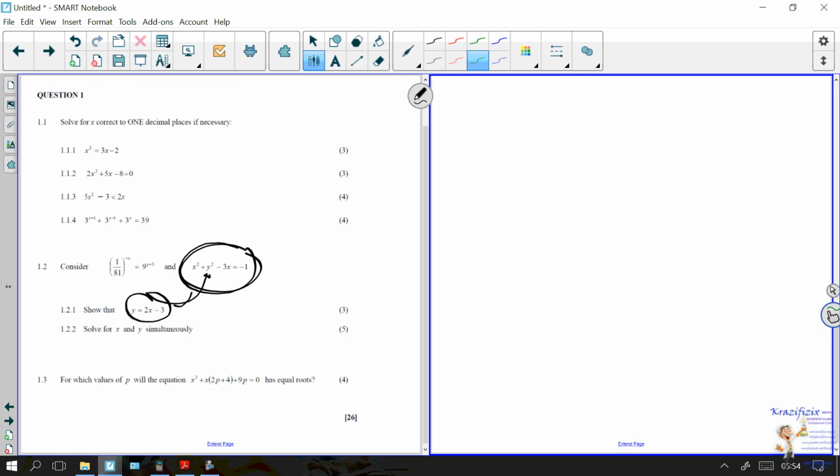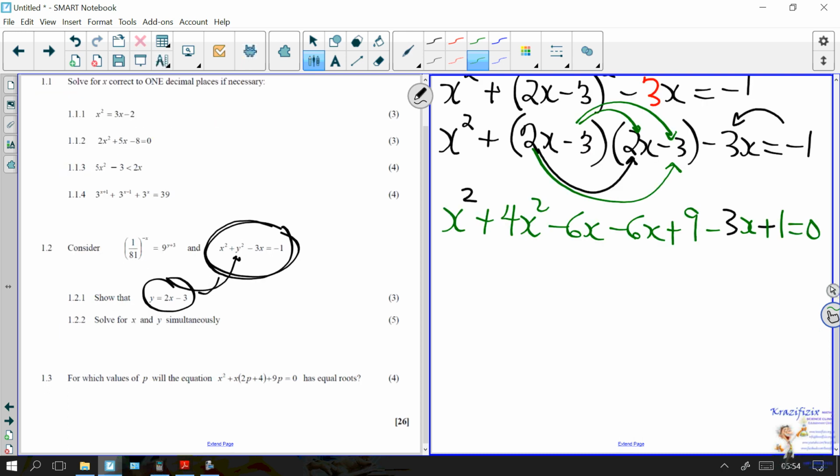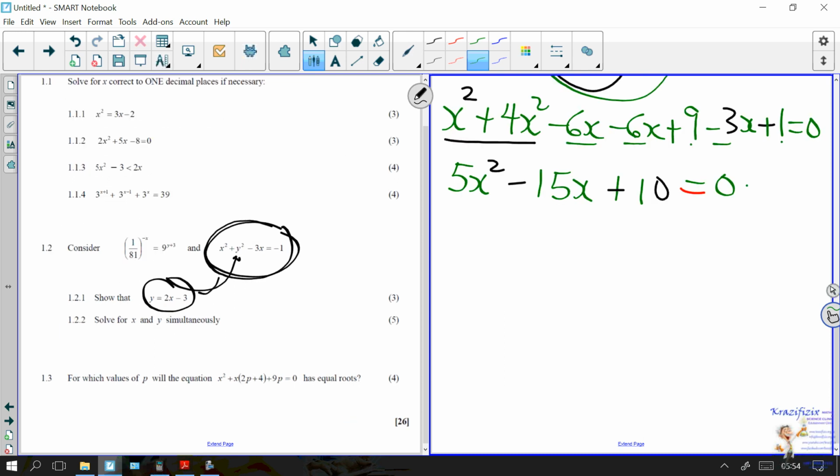Now what do we do here? We put all this together, which would give me 5x squared. Negative 6x and negative 6x gives negative 12x, plus negative 3x would give me negative 15x. 9 plus 1 would give me 10, like terms, equals 0. Now, quickly, you can see that they are all multiples of 5. So we can divide through by 5. x squared minus 3x plus 2 equals 0.